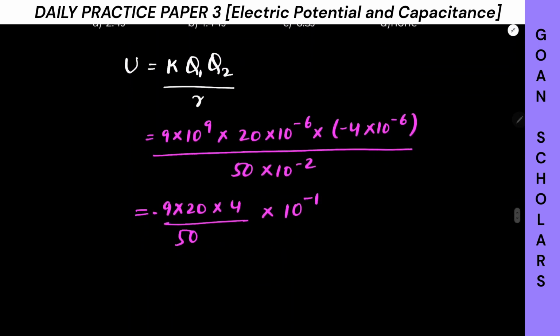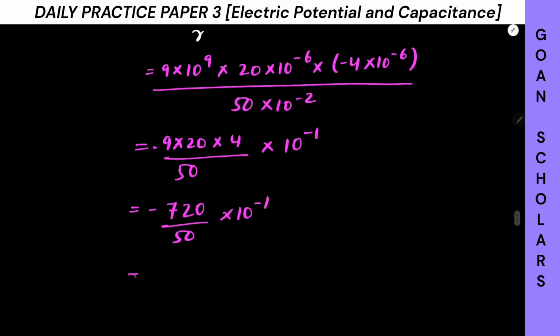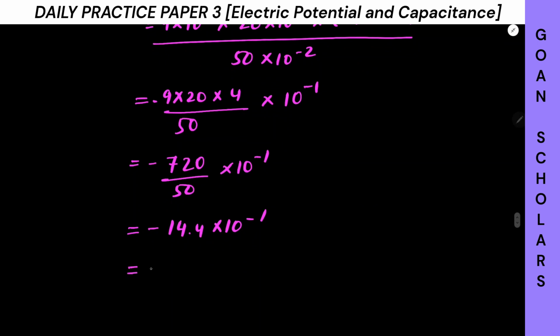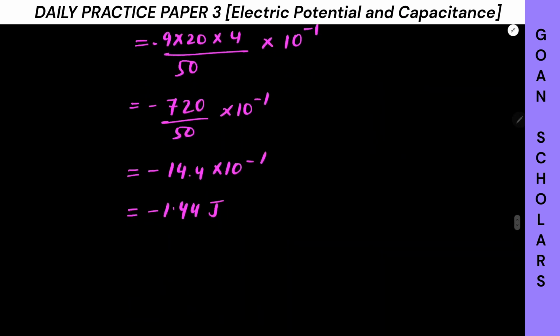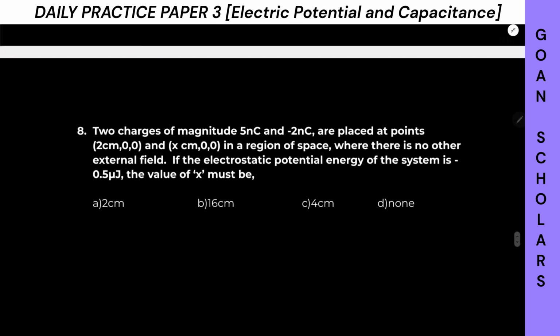So on the numerator, let's multiply 9 into 20, 180, into 4, that is 720. And this will be minus 720 upon 50 into 10 to the power minus 1. So 720 divided by 50 is equal to 14.4. So minus 14.4 into 10 to the power minus 1. So here we got minus 1.44 joules. That's our potential energy. So minus 1.44 joule, option B. Let's move to question number 8.